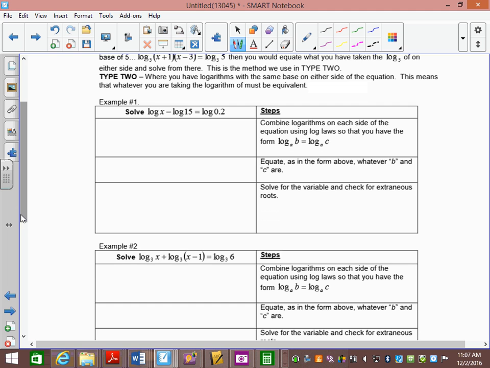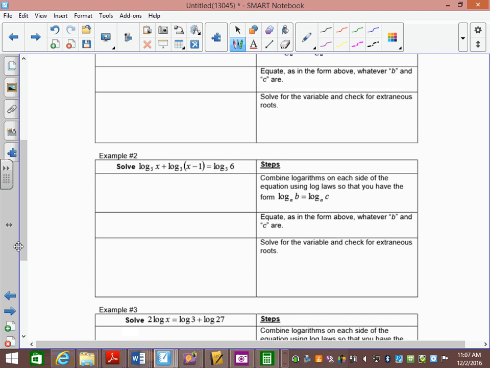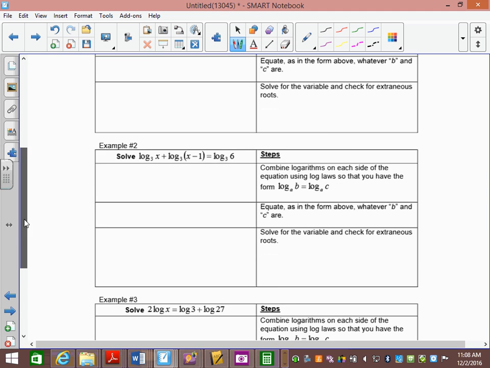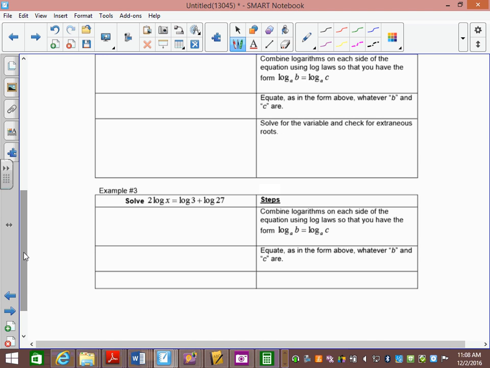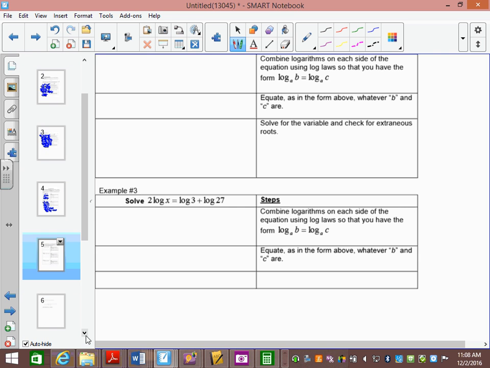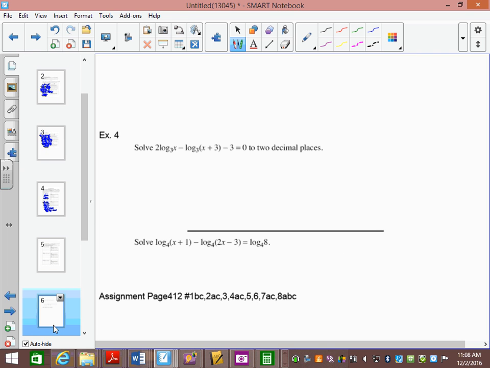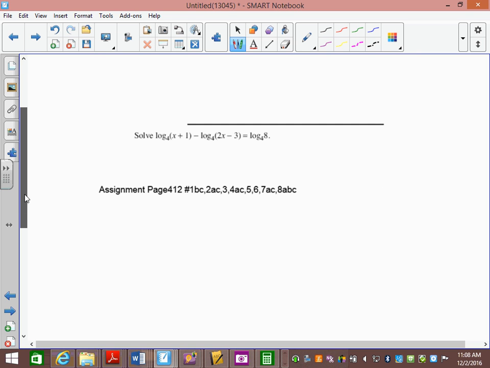Example 2 and example 3, these are not hard, you guys. They're not hard, but we're going to do them on Monday with the word problems, which aren't very long. So I'm going to give you the homework if you flip a few pages ahead. I'm going to give you the homework that you have to do.